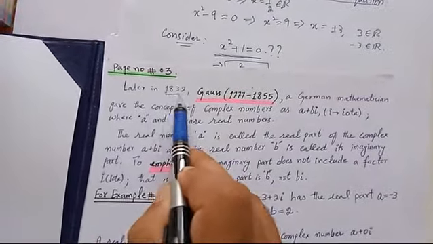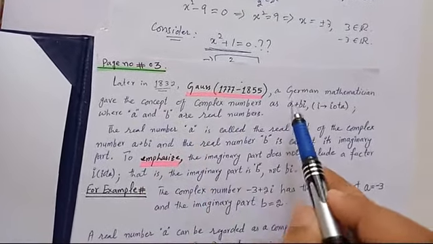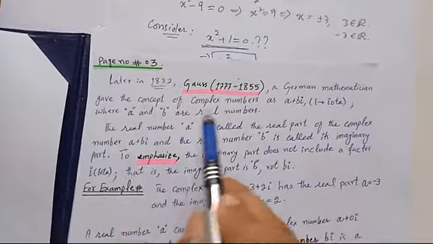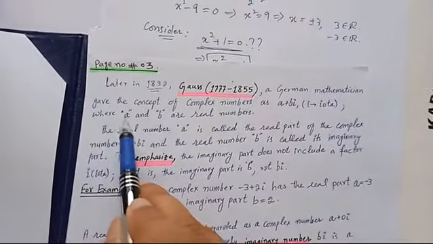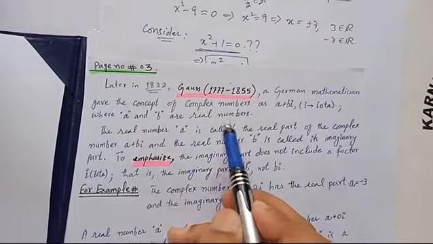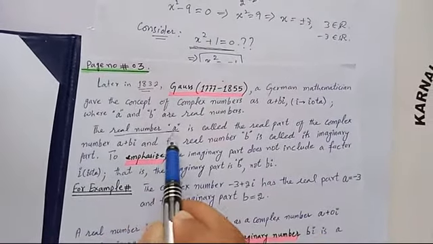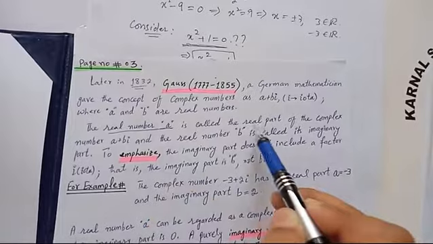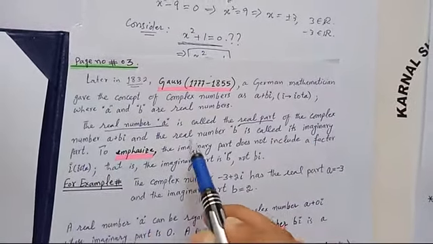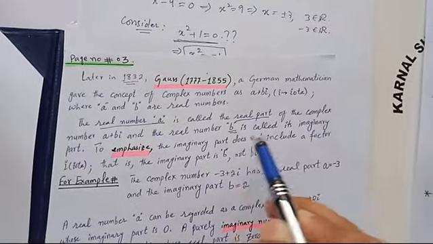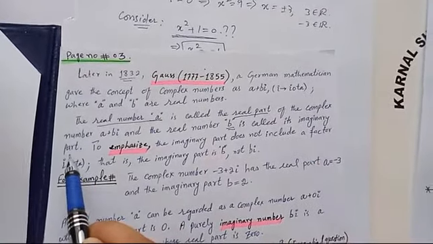In 1832, Gauss, a German mathematician, gave the concept of a complex number as a plus b iota, where a and b are real numbers. The real number a is called the real part of the complex number a plus b iota, and the real number b is called its imaginary part.